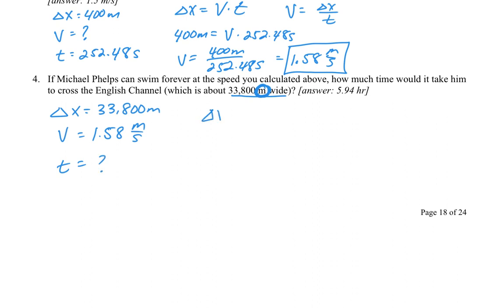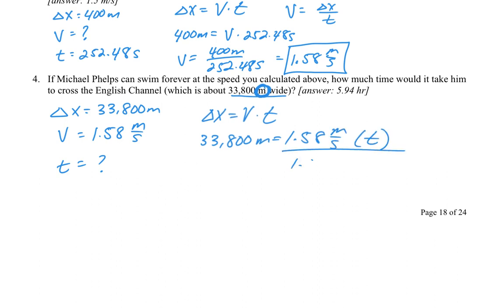Then I go ahead and write my variables, 33,800. Oh, I want to do that differently. Hang on a second. I want to write my equation. Delta x is v times t. Then I can plug in my variables. There we go. I know my velocity is 1.58 meters per second times time. I can do a little bit of algebra. I divide each side by 1.58 meters per second. When I do that, you'll notice the meters cancel out with each other. That's seconds, because it's over, will pop up to the top.